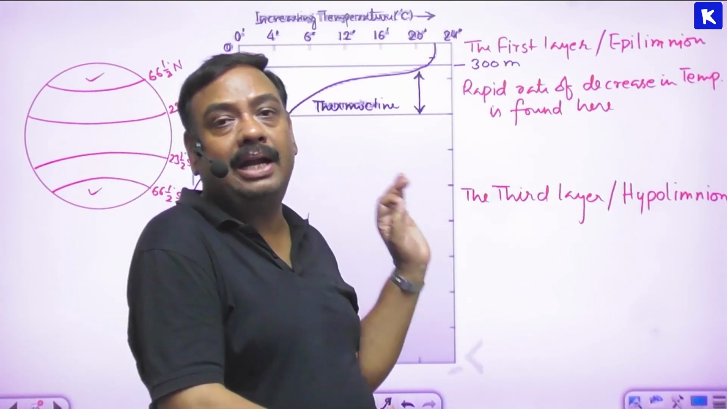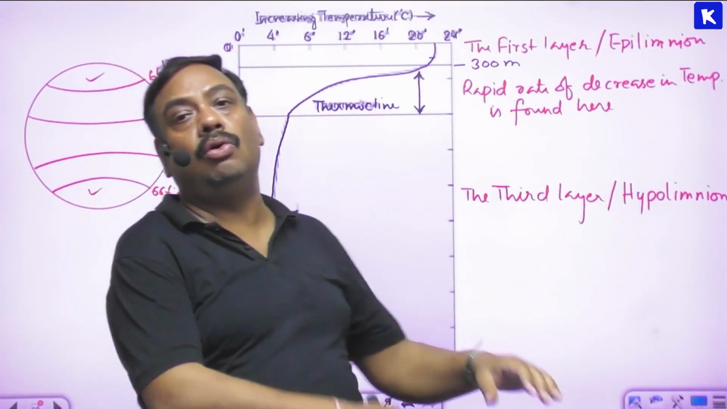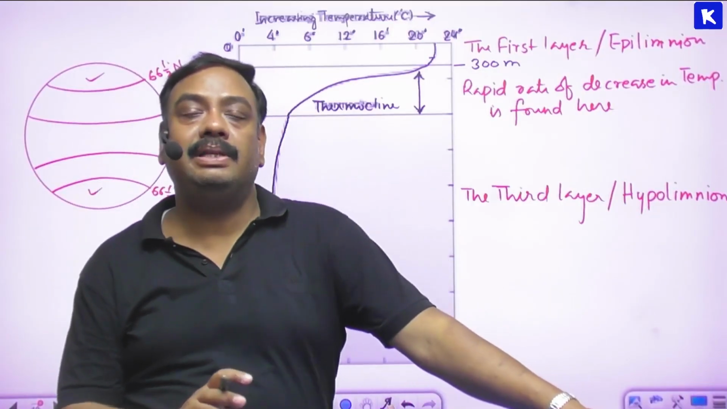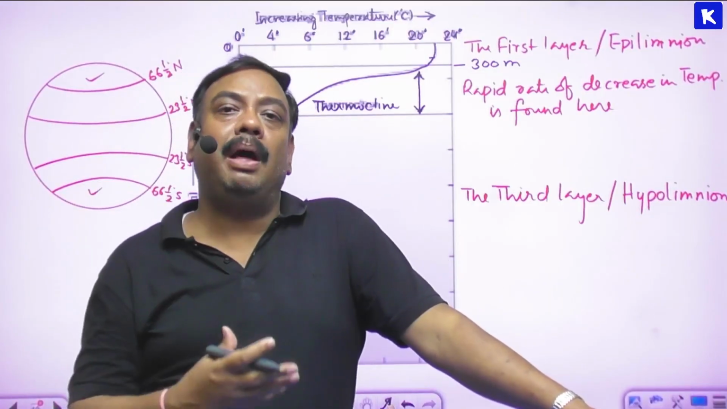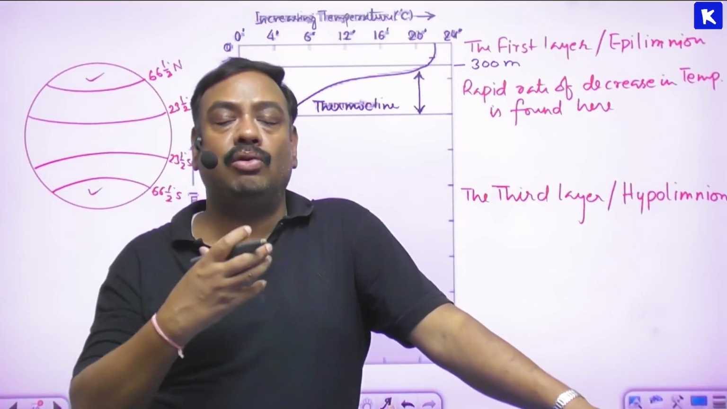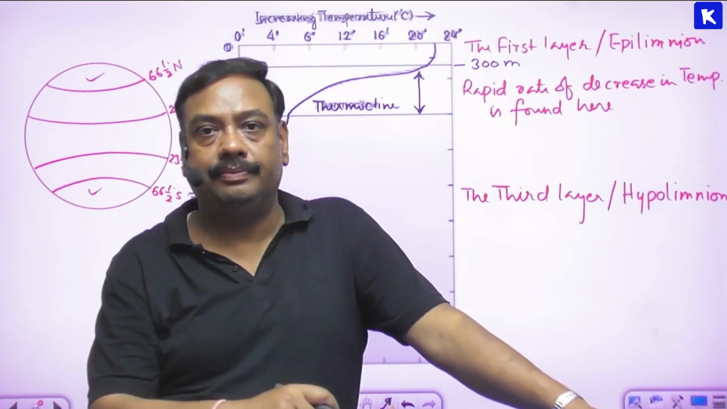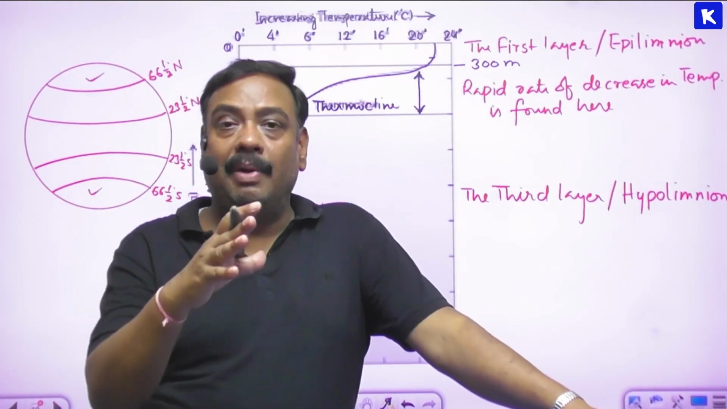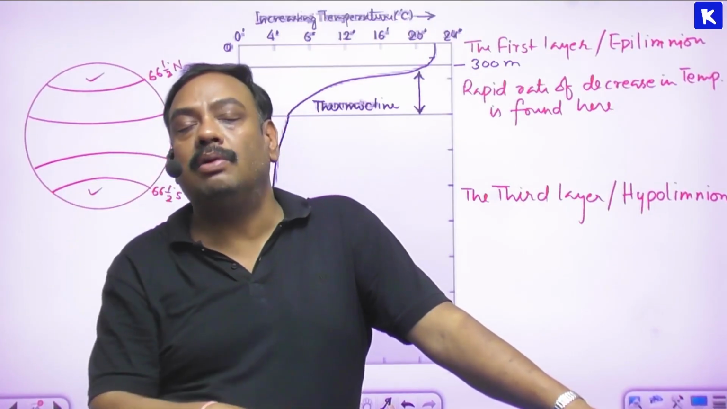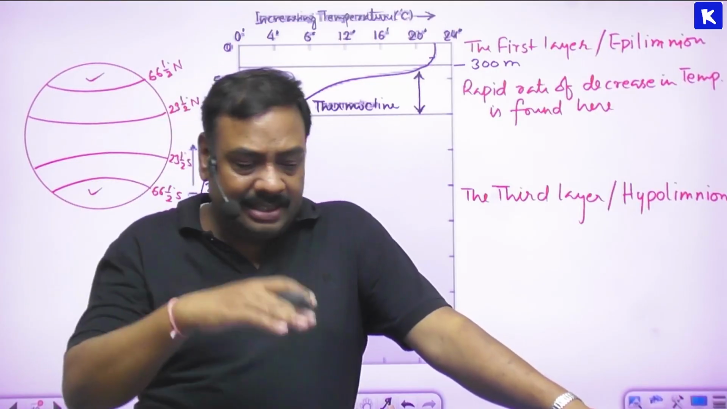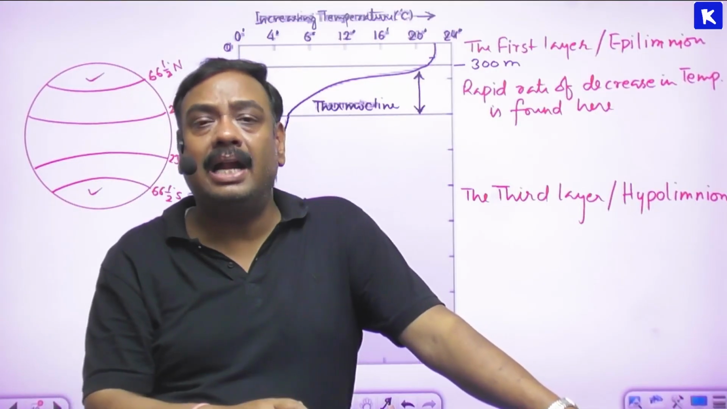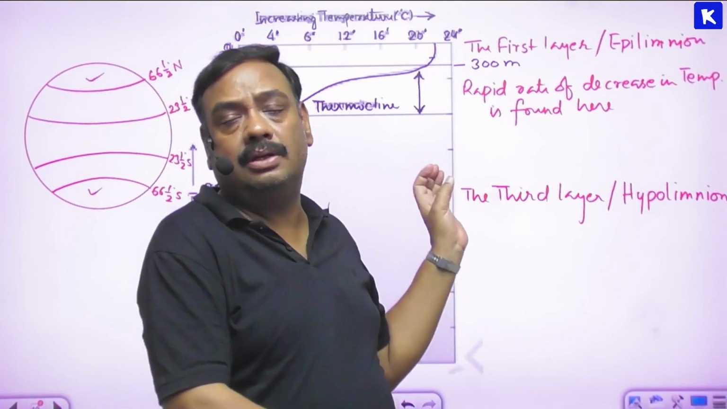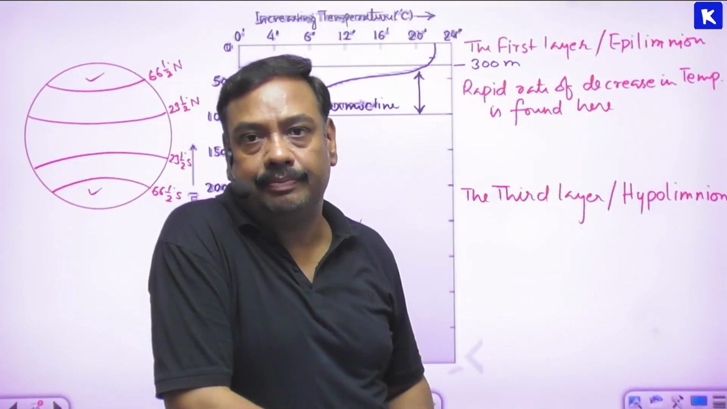I told you that it is the only zone on the Earth's surface which gets the maximum amount of insolation, the maximum amount of heat energy, throughout the year. So that heat energy is getting transmitted towards the bottom, and this takes place throughout the year, so that this three-layer system of distribution of temperature is found there.